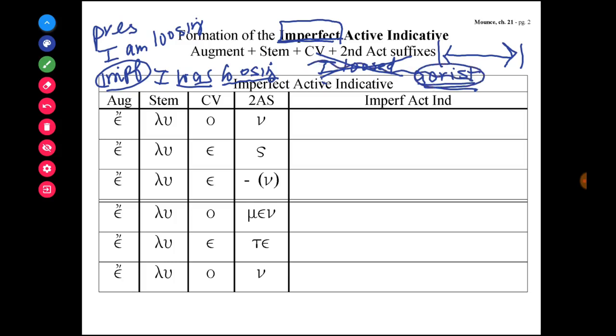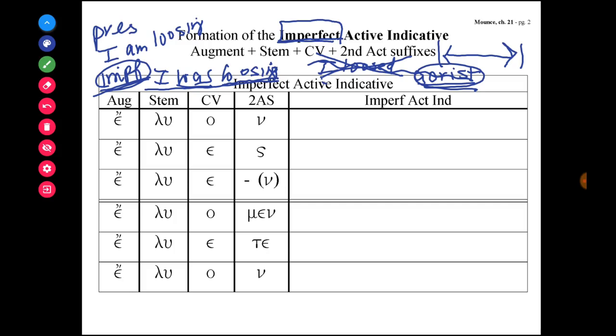Therefore, the only proper way to translate something in the imperfect is to translate it in English with an ing verb. So you must translate it as I was loosing, or the second person singular being you were loosing, the third person singular being he, she, it was loosing. But if you translated it as I loosed, you loosed, he, she, it loosed, that is incorrect and it'll be marked wrong for the imperfect indicative.